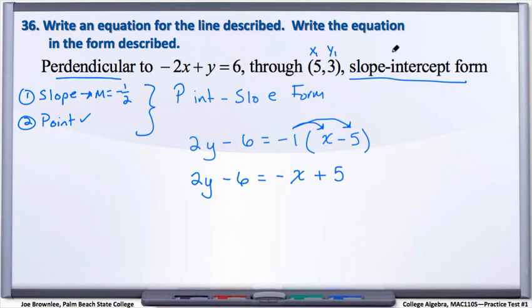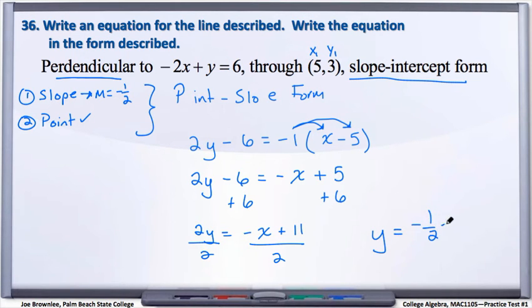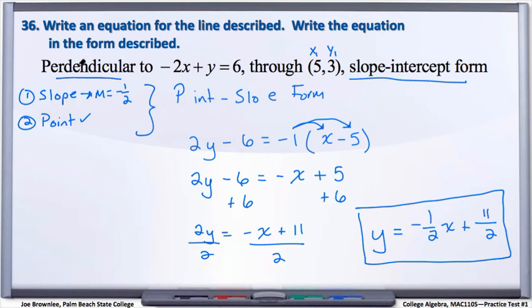And now again, because the directions tell us to put this in slope-intercept form, we'll go ahead and solve for y. So we'll add 6 to both sides. That'll leave us with 2y equals minus x plus 11. And if we want y all by itself, we know we're going to divide both sides by 2, and that'll give us y equals -1/2 x plus 11 halves. And there we have the equation of the line that is perpendicular to -2x plus y equals 6 and goes through the point 5, 3 in slope-intercept form.